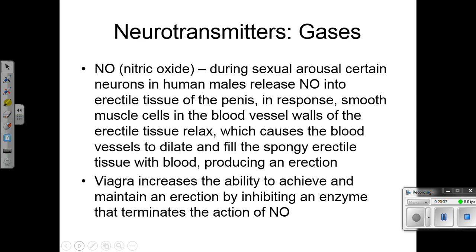Nitric oxide is released during sexual arousal. Certain neurons in human males release nitric oxide into erectile tissue in the penis. In response, the smooth muscle cells in the blood vessel walls of the erectile tissue relax, which causes the blood vessels to dilate and fill the spongy erectile tissue with blood, producing the erection. Viagra works to increase the ability to achieve and maintain an erection by inhibiting an enzyme that terminates the action of the nitric oxide.